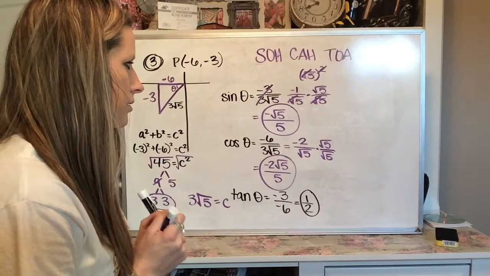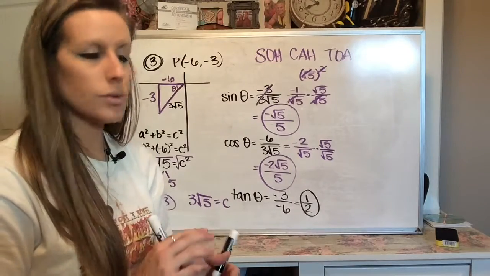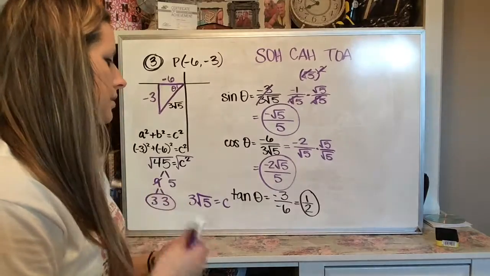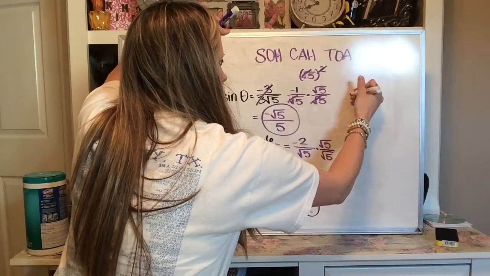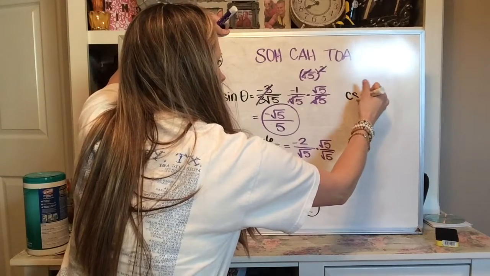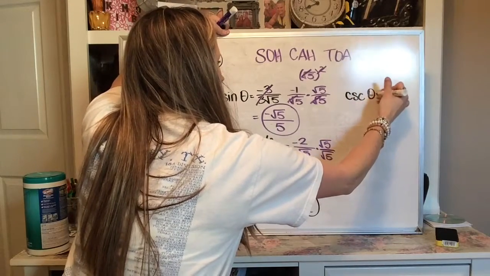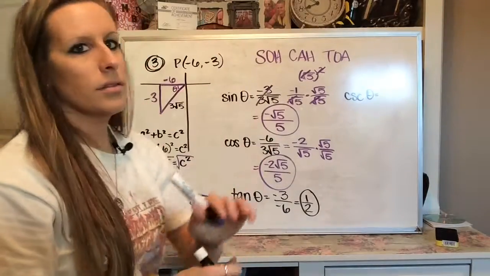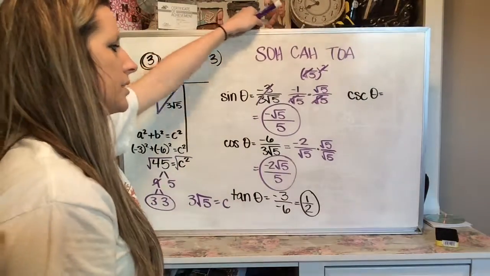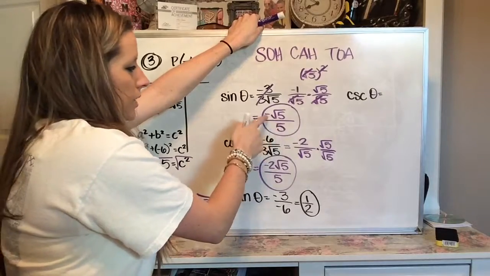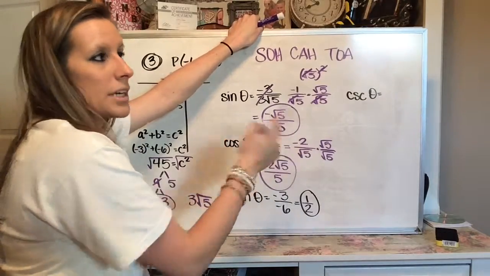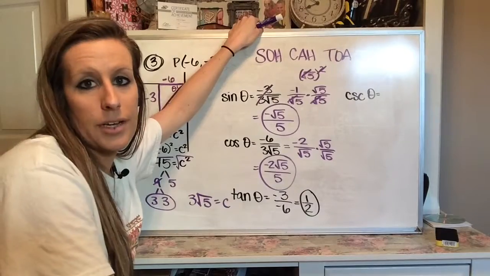Okay, so now we're going to do our cosecant, secant, and cotangent. So cosecant, I'm going to do the reciprocal of my sine. Now, let's kind of think about this. If I flip my final answer, negative square root of 5 over 5, I'm going to end up with a radical in the denominator, right?